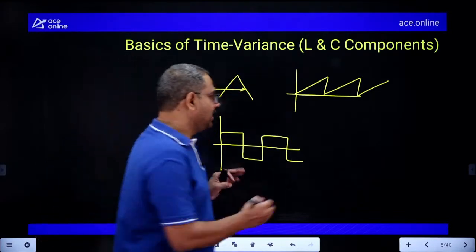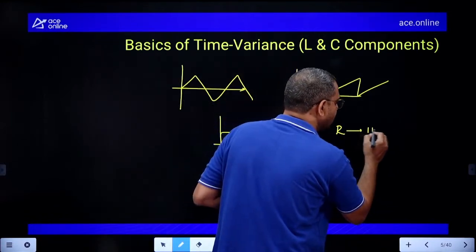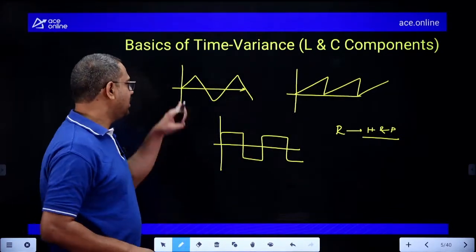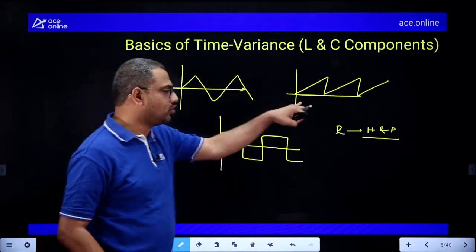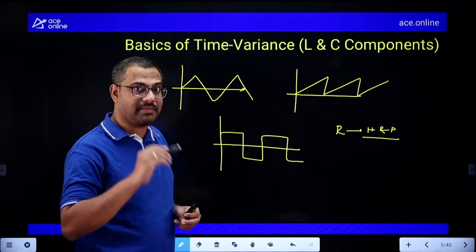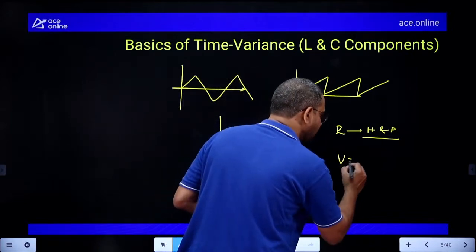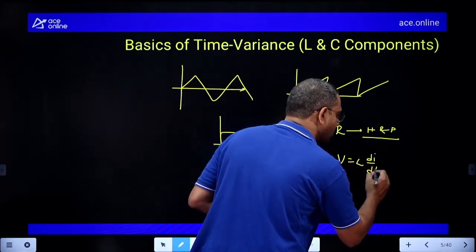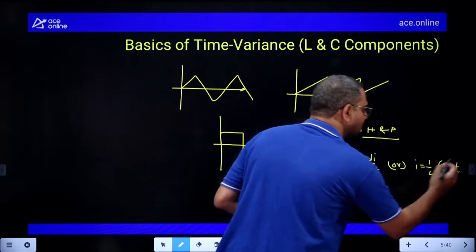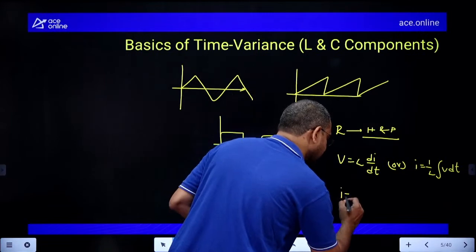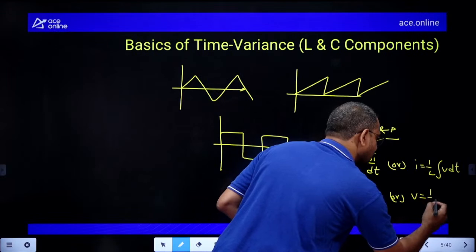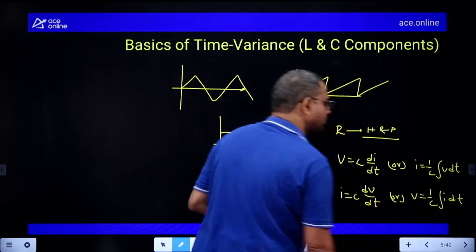Now what happens? Here again resistor is a homogeneous and proportional component. That means resistor is independent of frequency, it will still work the same. That means triangular voltage gives triangular current, sawtooth voltage gives sawtooth current, square voltage square current. Resistor is not an issue, but inductors, capacitors are different, because in inductor V is L di by dt or I is 1 by L integral V dt. This is the Ohm's law for inductor. Similarly capacitor, I is C dV by dt or V is 1 by C integral I dt. That is how we learn.